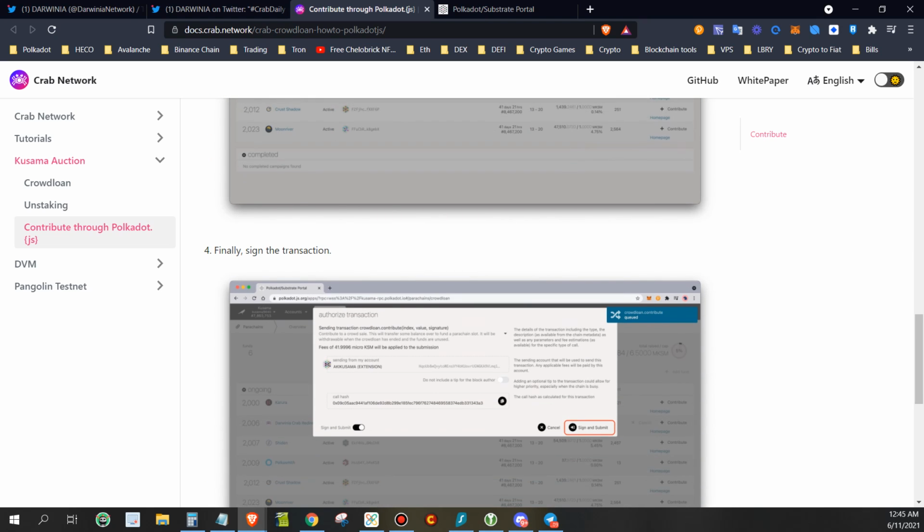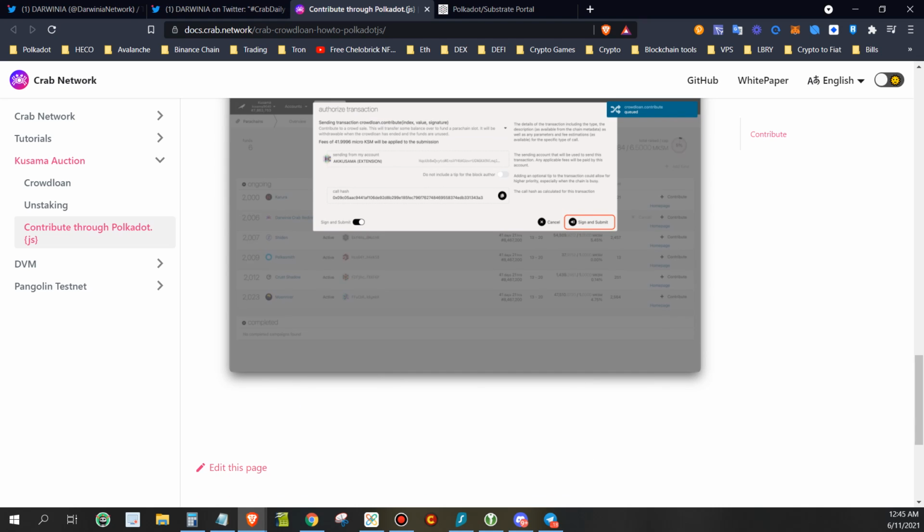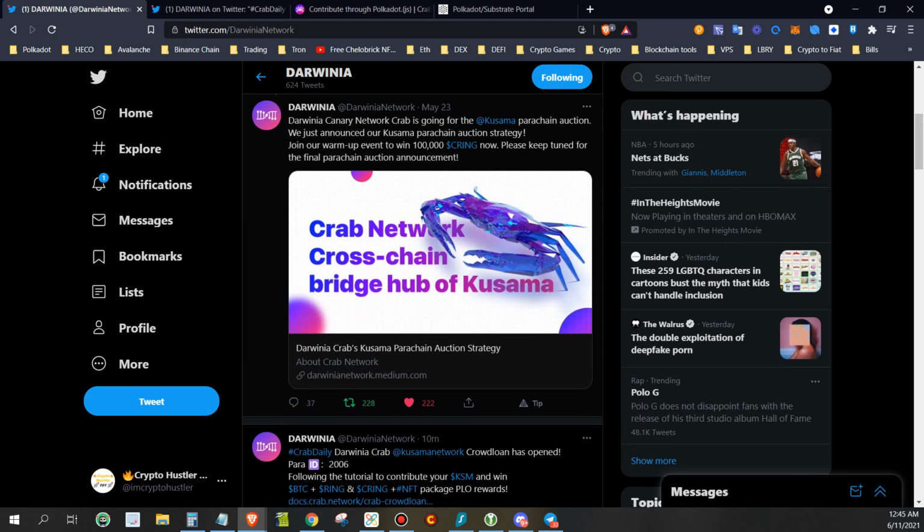Finally, sign the transaction. Here it says sign and submit. This is very familiar as well. You authorize the transaction and it'll say queued. Once you do, click here, and then crowdloan.contribute will be authorized. So be sure to sign the transaction, put in your password, and you'll be going through with the contribution. To talk more about what is going to be offered, I'm going to go here on the page and show you guys what the strategy is.